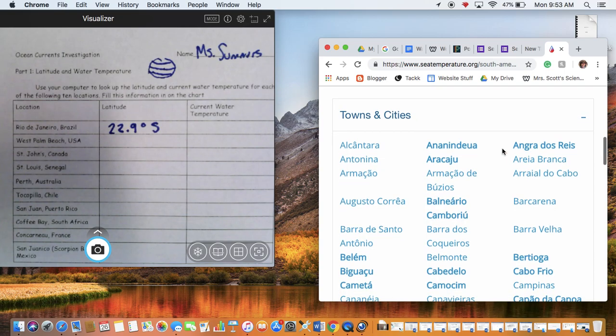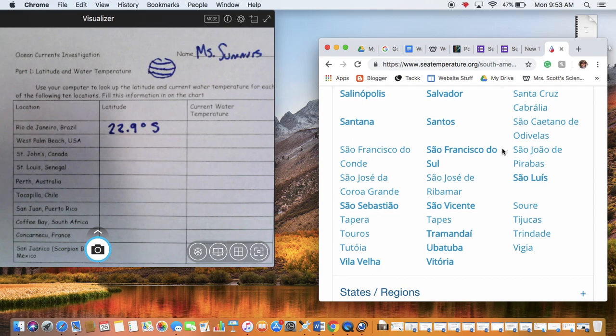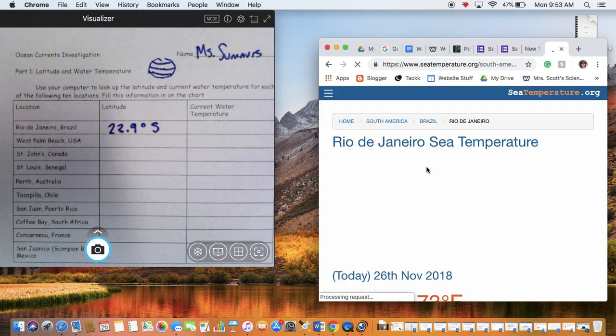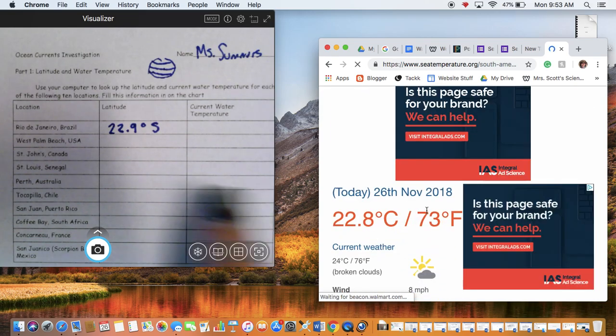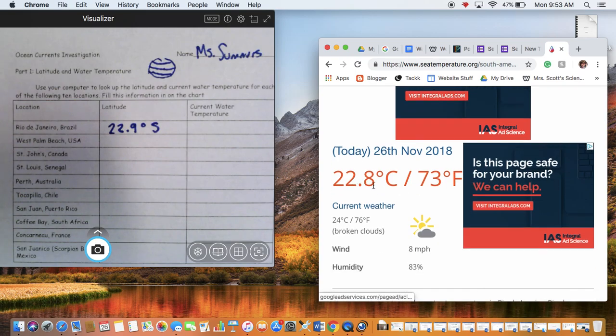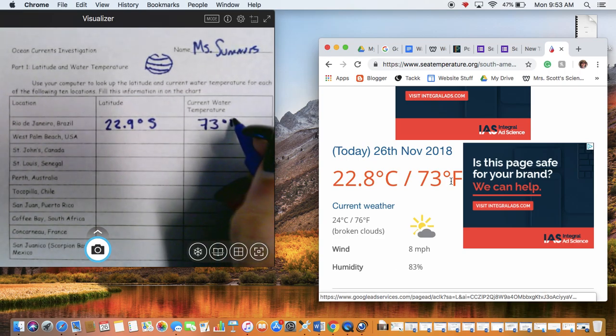Towns and cities, you'll go to a town and city. Rio is a pretty big city. You won't have any trouble finding it. It is right, and I lied. I can't find it. Nope, there it is. Rio de Janeiro. The water is 28.8 degrees Celsius or 73 degrees Fahrenheit. That's the same number. It means the same thing. It's just Celsius or Fahrenheit. I don't care which one you pick as long as you're consistent. So let's do Fahrenheit just for the funsies of it. In Rio, the water is 73 degrees Fahrenheit.